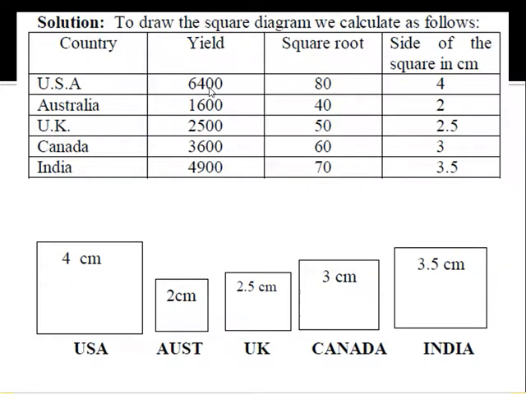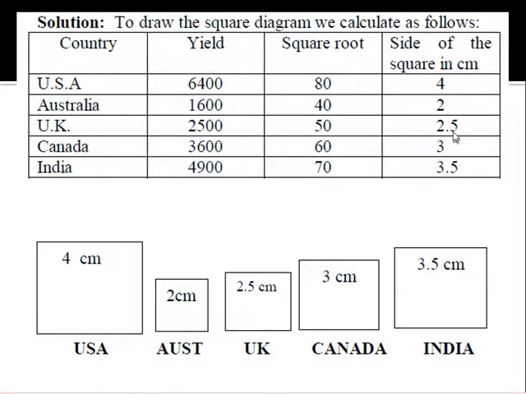You tabulate the yield from various countries here. Then you find the square root of all these. So for 6,400 you get 80, then 40, 50, 60, 70. Then what you do? You divide all these values by an arbitrary value, 20. So you divide 80 by 20, you get 4; 40 by 20, 2; 50 by 20, 2.5; 60 by 20, 3; 70 by 20, 3.5.